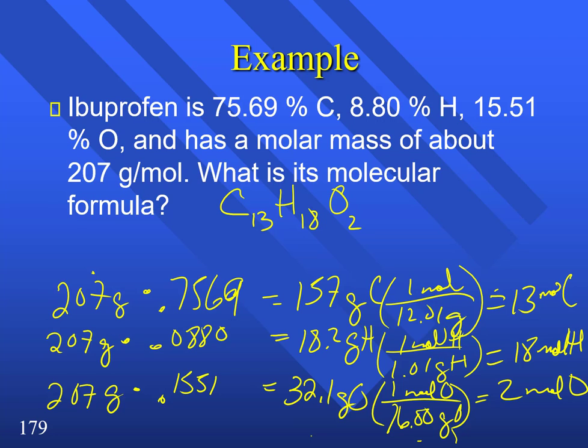So taking the grams, multiplying by the percents as decimals, found out the grams of each element. So in my 207 grams, 157 of them will be carbon, 18.2 will be hydrogen, and 32.1 will be oxygen. Those add up to 207. And that means it's 13 moles of carbon, 18 moles of hydrogen, and 2 moles of oxygen. So in 1 mole of stuff, there's 13 moles of carbon, which means it must be C13. In 1 mole of stuff, there's 18 moles of hydrogen, so there must be H18. And in 1 mole of stuff, there's 2 moles of oxygen, so it would be O2.